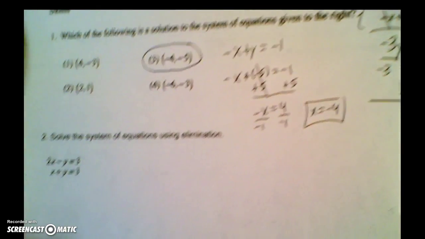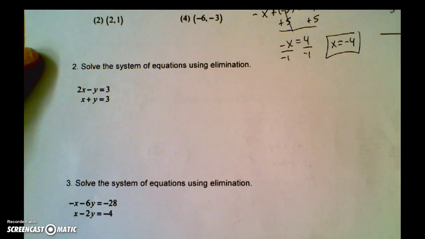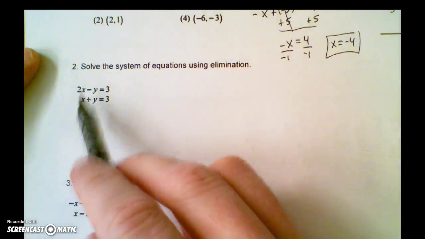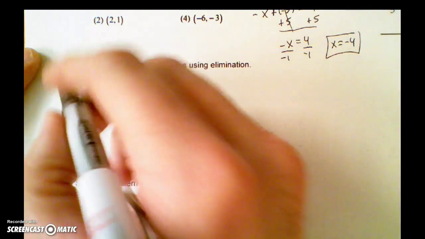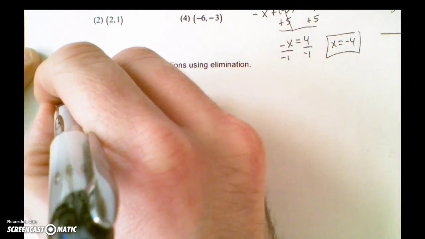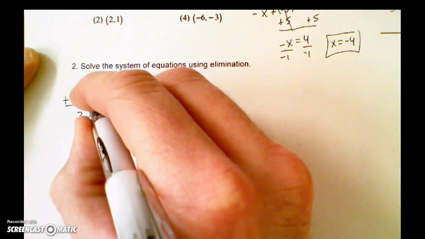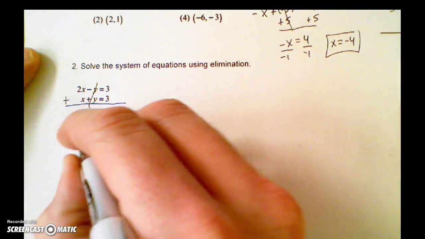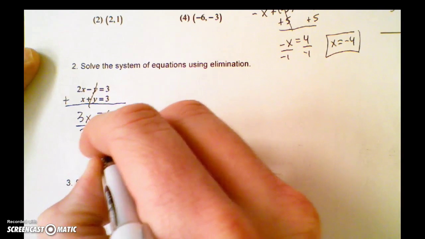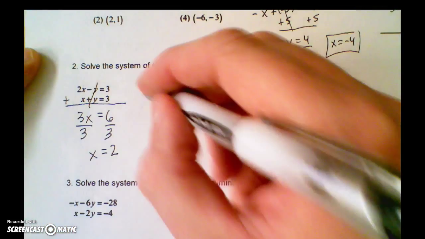Okay, one more equation. Actually, three more, sorry. Solve the system using elimination. So again, we know to use elimination because the x's are on top of each other and the y's. And right away, hopefully at this point, you're able to identify that you can eliminate the y's right there. So 2x plus x is 3x. -y plus y is 0, they cancel. And 3 plus 3 is 6. Once I get that, I divide by 3 and I get x equals 2.